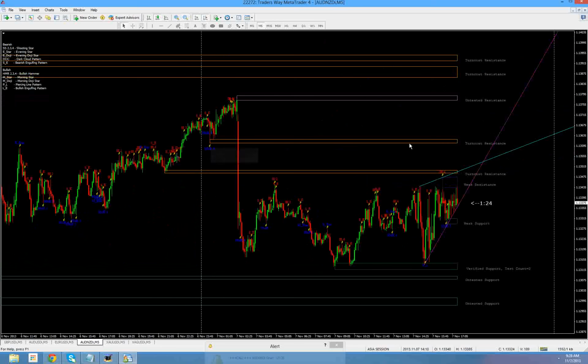Turncoat resistance means price got pushed through it when price turned. Same thing here, got pushed through. But then we get in, these are your normal ones. Verified support, here's your weak resistance, weak support, like I said.